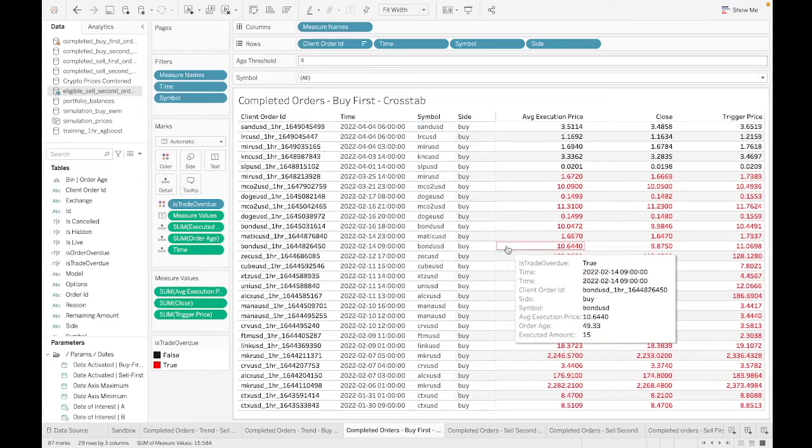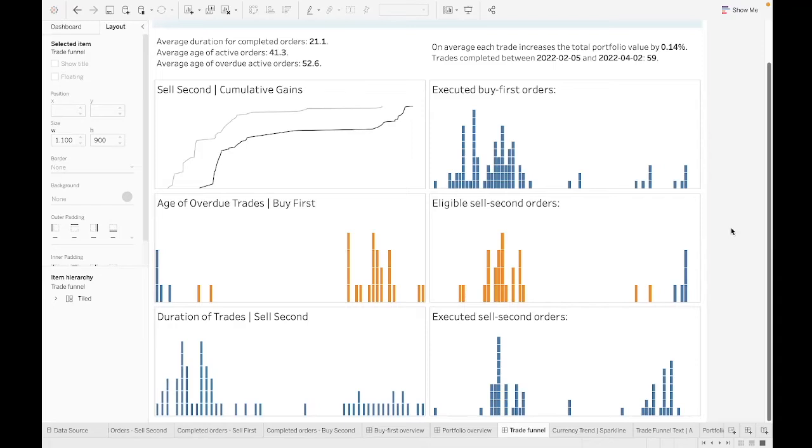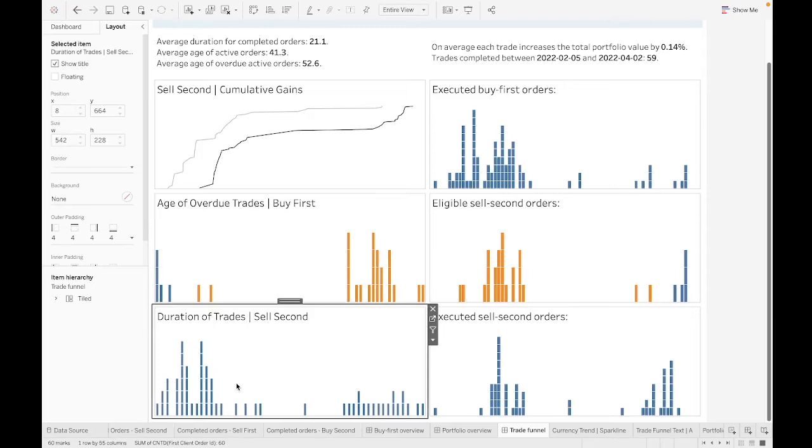But we have actually seen, if we hop over into another one of these dashboards, in the trade funnel, some of these trades that were frozen for a while have started to sell. So the duration of trades, sell second, down here in the bottom left. You can see that the trades over here on the left-hand side, this x-axis is increasing in age. So the ones on the left are the trades that completed in the shortest amount of time. The trades on the right are the ones that completed in the longest amount of time.